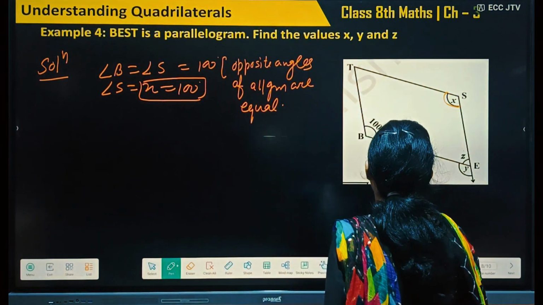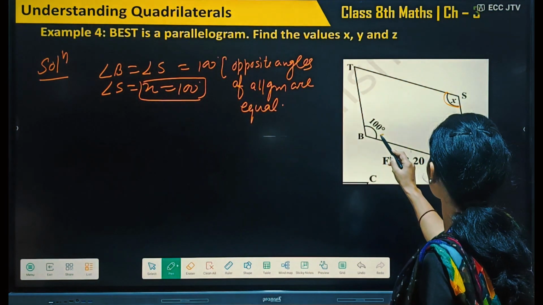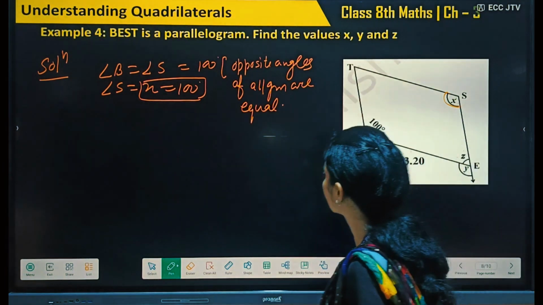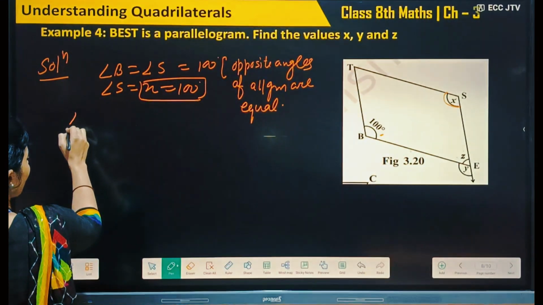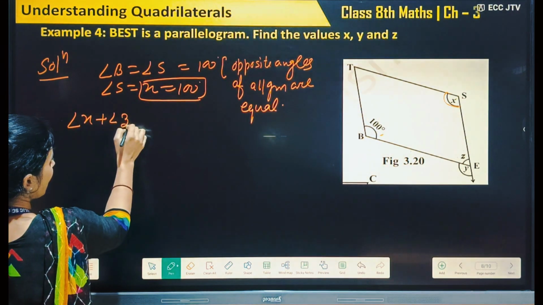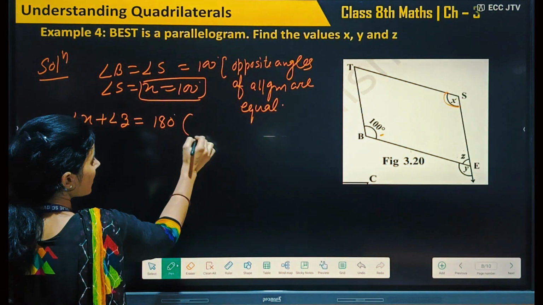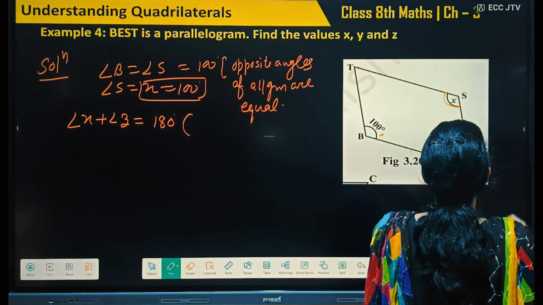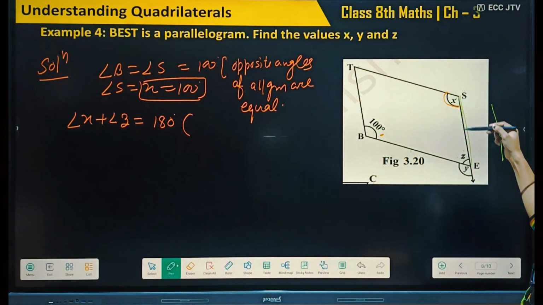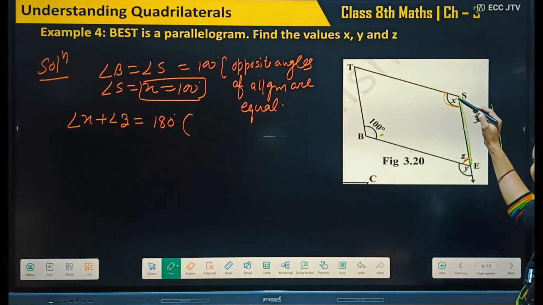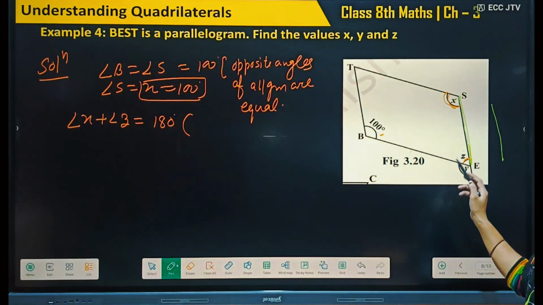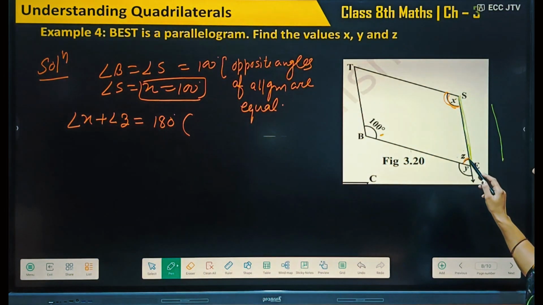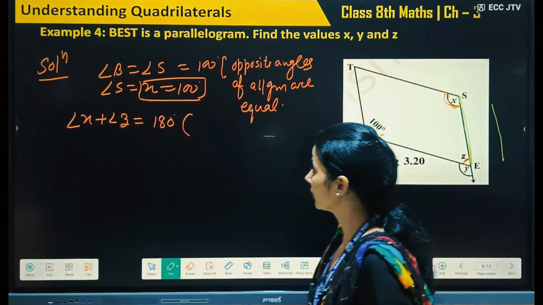100 degree. Okay. And see this X plus this Z, or 100 plus Z. I can write angle X plus angle Z equals 180. Adjacent angles of a parallelogram are supplementary. Another property of a parallelogram: these are adjacent angles, and the sum of this Z and this X will be 180 degree, because adjacent angles of a parallelogram are supplementary.